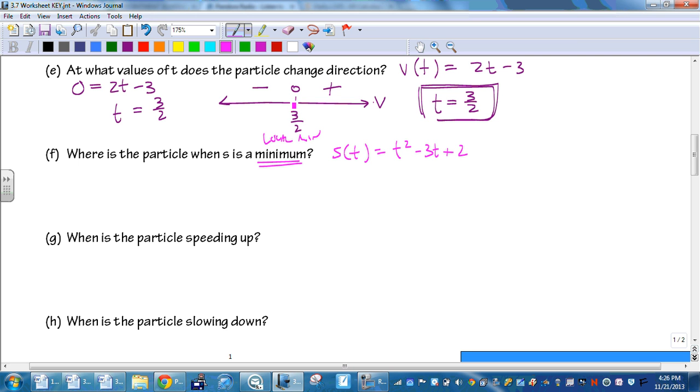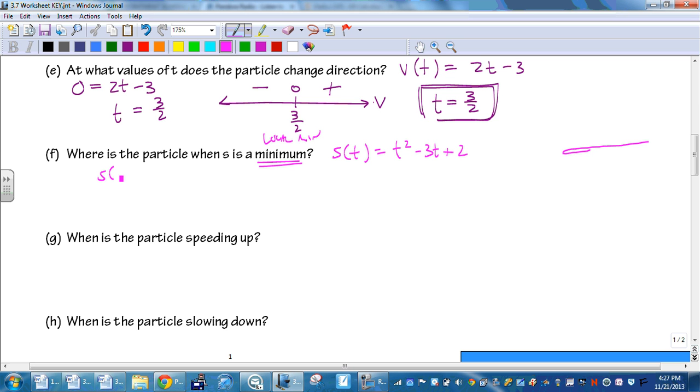We can also look at what's going on. Our velocity is negative, which means the particle is moving to the left first, and then it stops and turns around and goes to the right and keeps going to the right. So we should know just from that, and kind of thinking about the situation, that when t equals 3/2, we should have our absolute minimum. But let's check both just to be sure.